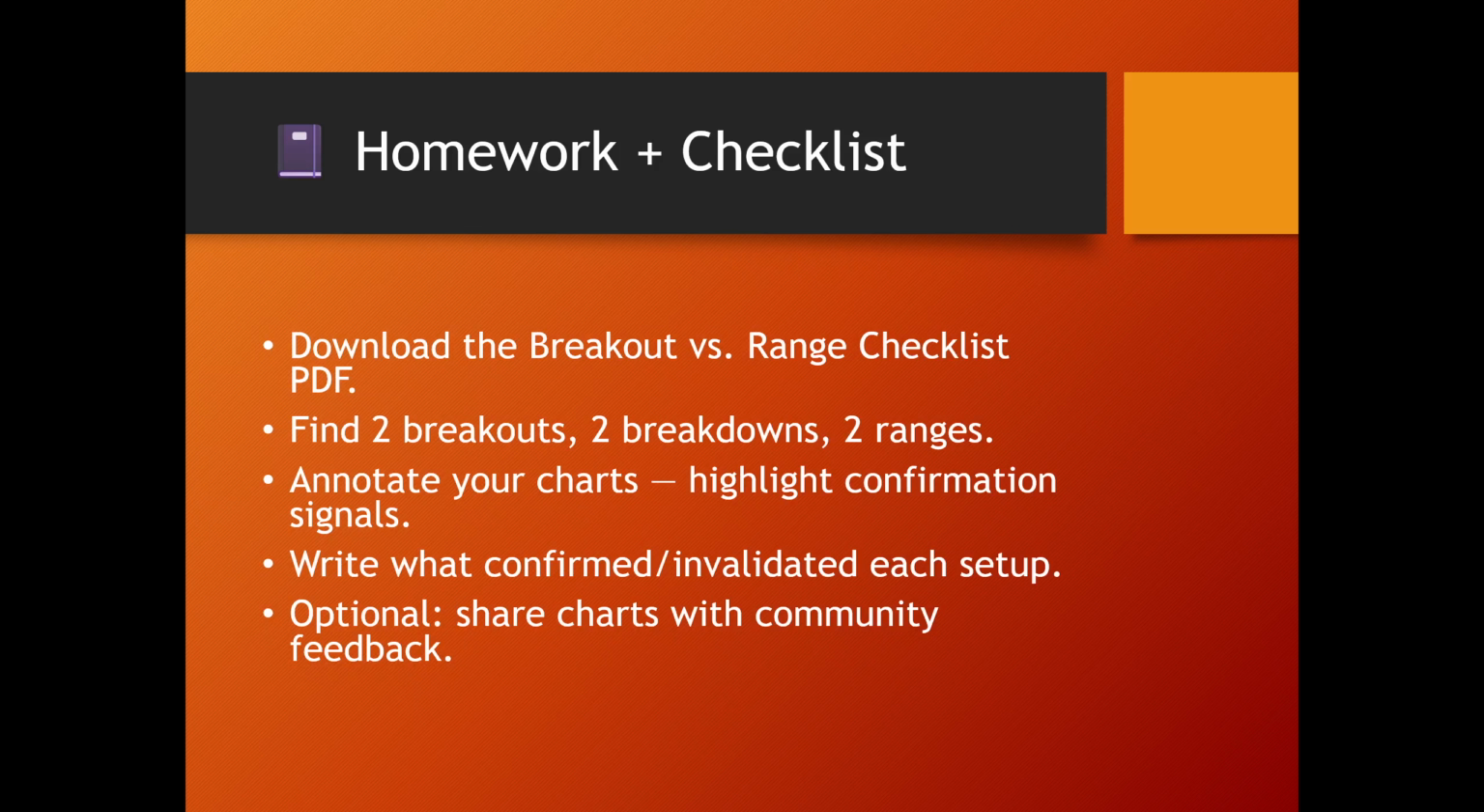So for the homework, you want to download the breakout versus range checklist PDF that I created. If you could find two breakouts, two breakdowns, aka when the market starts nuking, tanking for your particular asset, and two areas where it ranges. You want to annotate your chart, highlight confirmation signals, write what confirmed or invalidated your setups, and share charts with the community.